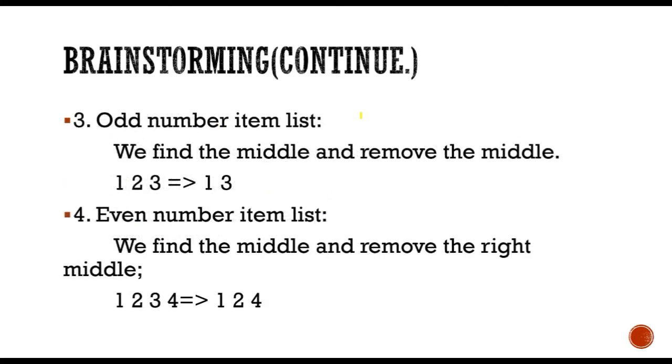What if the list has an odd number of items? Like 1, 2, 3. For this case, we can just remove the middle element and return 1, 3. What if the list has an even number of items? For example, 1, 2, 3, 4. To simplify this question, we just return the right middle. For this case, we are going to remove 3. We get 1, 2, 4.